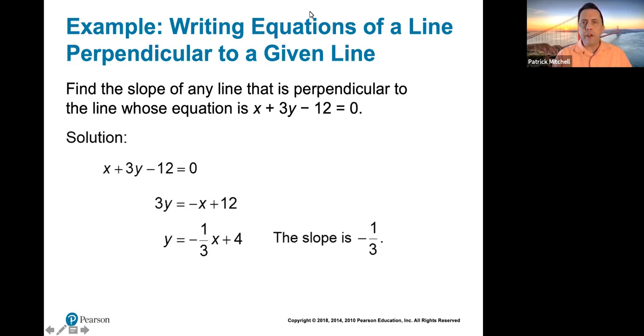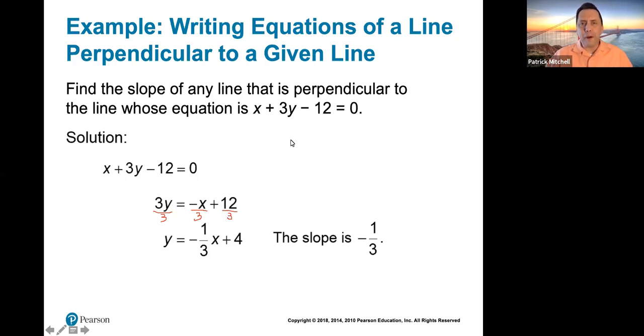Maybe I should turn my pen on for this. Okay, so when you divide everybody by 3, of course, you're going to get a y there. Negative x over 3 is the same thing as negative 1/3 x. And of course, 12 divided by 3 is 4. So there's the equation of the given line in slope-intercept form. So the slope of that line is negative 1/3.